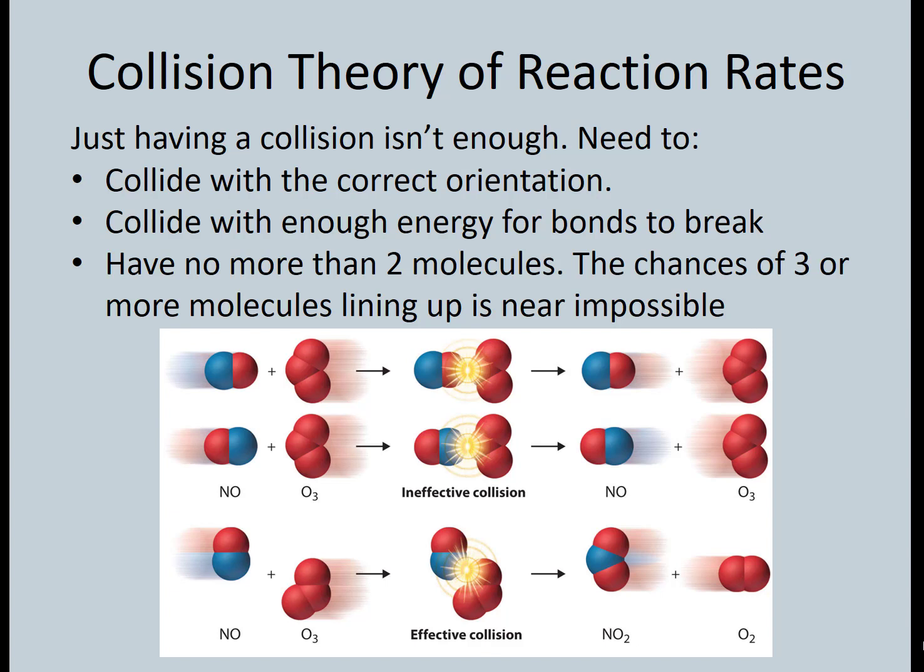So let's look at the very first collision that we have here. So we see that it's an ineffective collision, and then look at the second one. So the first molecule is rotated around, so now it's blue side first, and that is also an ineffective collision. The collision that works in this particular reaction is when that blue atom hits the edge of the ozone, and then you're able to get the NO2 and the oxygen. So again, this is called collision theory of reaction rates.